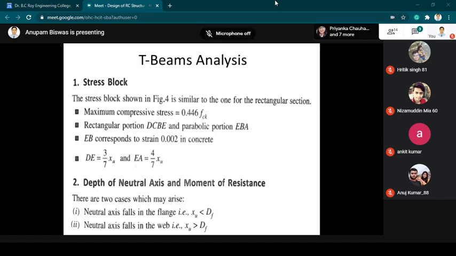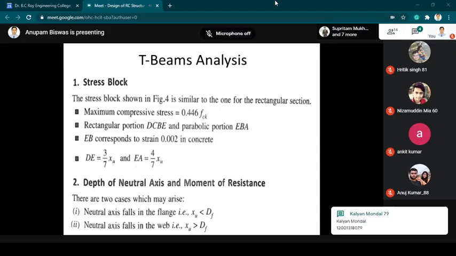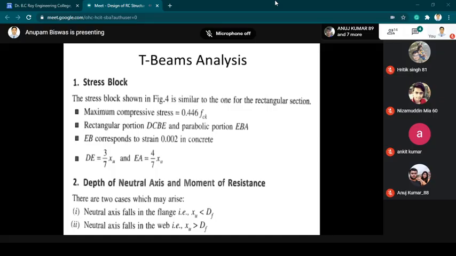Okay, and we will be discussing the two cases for calculation of this moment of resistance, according to your depth of neutral axis. That is, first case we will consider when the neutral axis is falling along the flange section, meaning the value of xu is less than df.